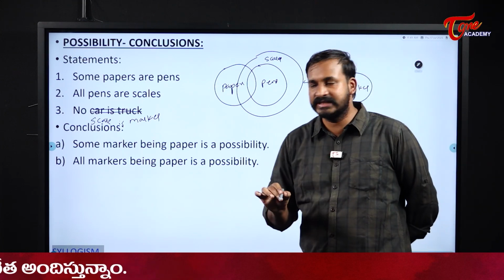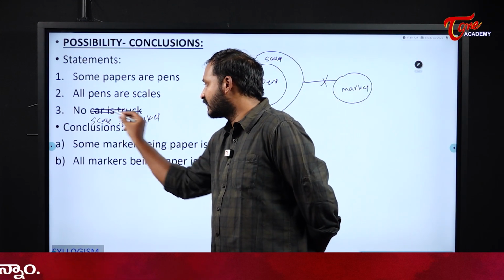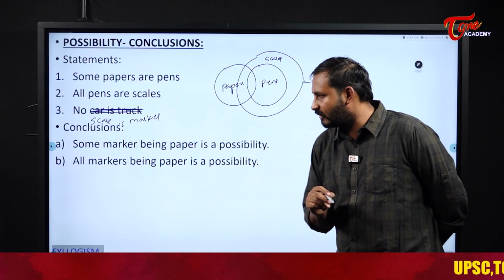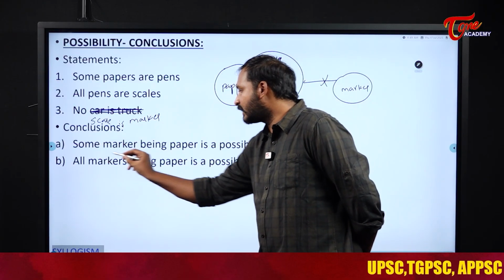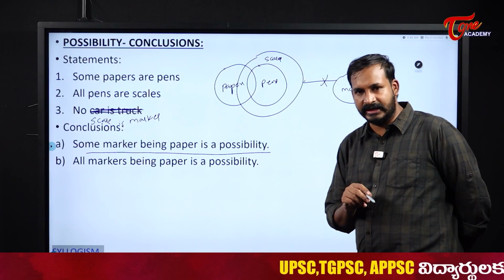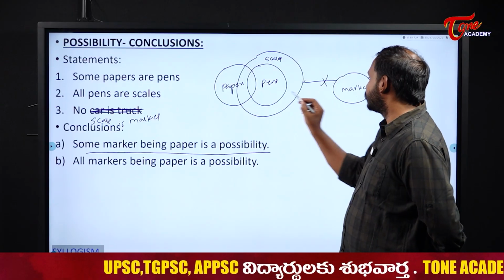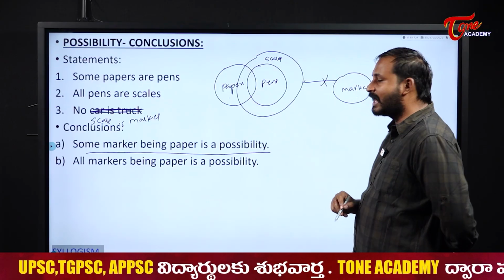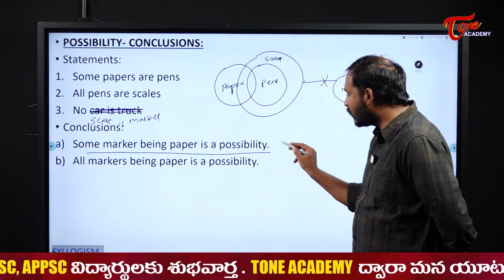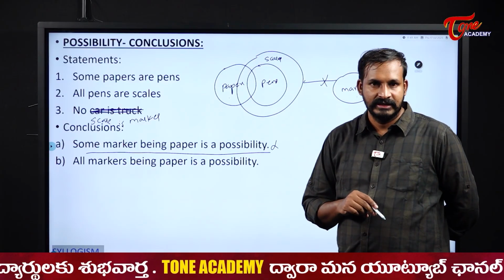So this is the basic diagram: no scale is marker. Now my first conclusion: some marker being paper is a possibility. Now see here students, first of all, is there any relation between marker and paper? No sir. Then what happens? It becomes false.